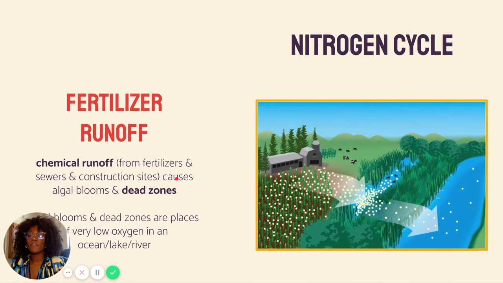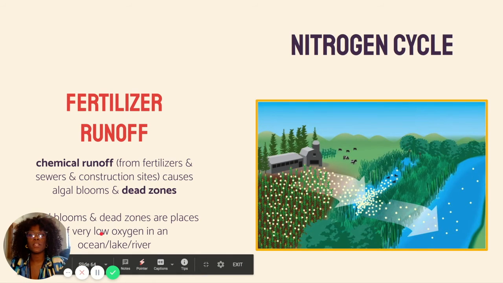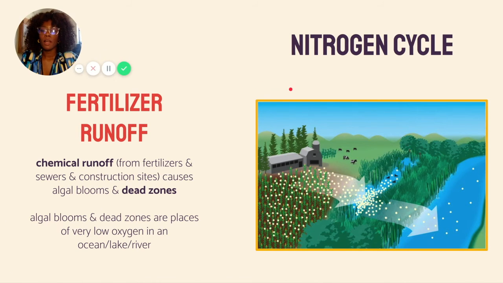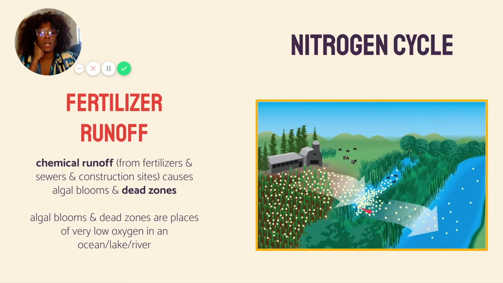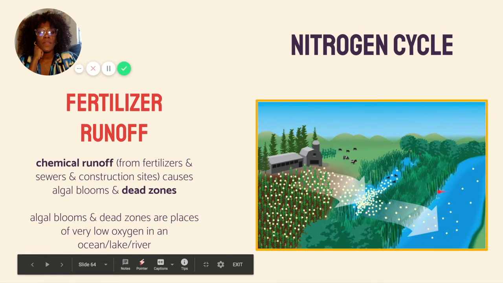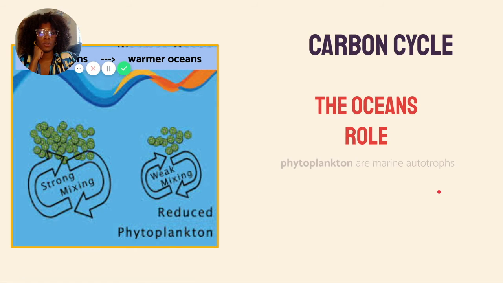Fertilizer runoff. So chemical runoff, for example, from fertilizers and sewers and construction sites, causes what is called an algal bloom and a dead zone. Algal blooms and dead zones are places of very low oxygen in a lake or river. So as you can see, this is some sort of chemical plant. There's fertilizer runoff into the water, and that's what's causing an algal bloom or a dead zone.